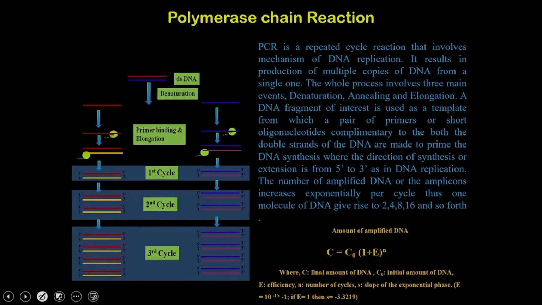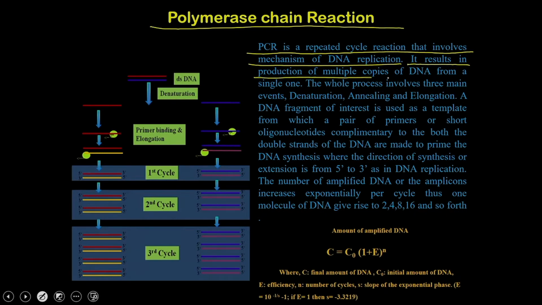So, what are people basically doing in a polymerase chain reaction? PCR is a repeated cycling reaction that involves the mechanism of DNA replication. It results in the production of multiple copies of DNA from a single one. The whole process involves three events: denaturation, annealing, and elongation.